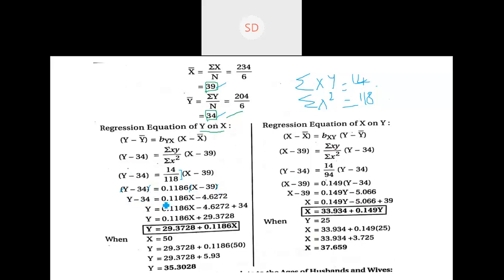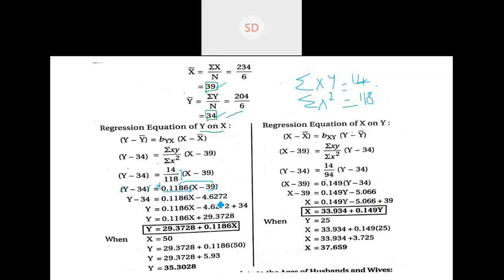So y minus 34 is equal to 0.1186 x. Once you remove the bracket, it means you are supposed to multiply them. So 0.1186 into x will give you 0.1186x minus 0.1186 into 39. Here you don't have minus here, so be careful, it's a plus value. Okay, so here it will be minus. Plus into minus is minus. So minus 4.6272. How did we get 4.6272? Multiply 0.1186 into 39. Okay, so that will give you this value.